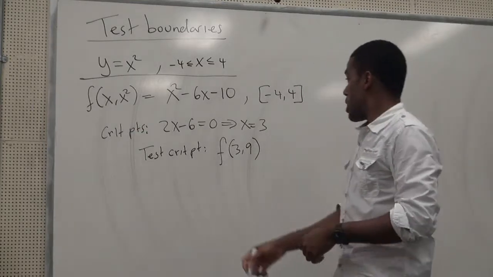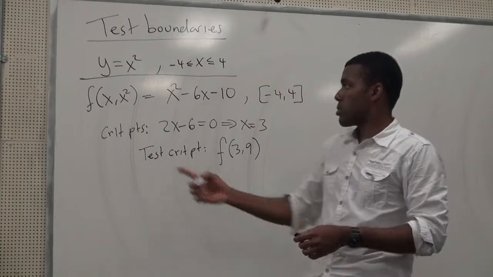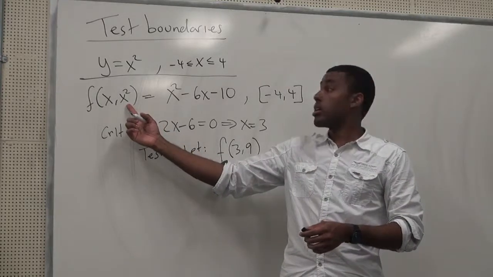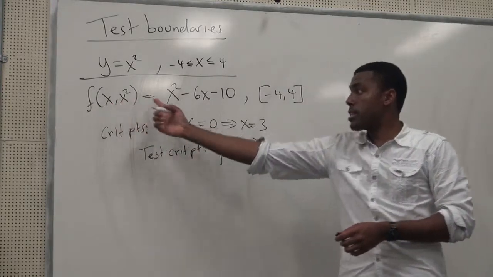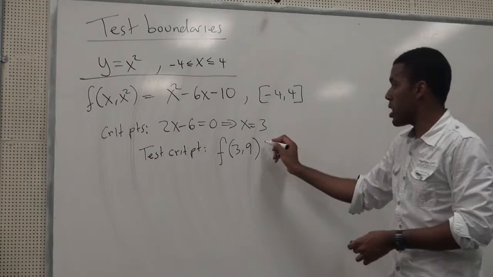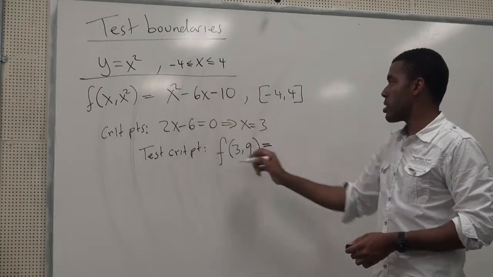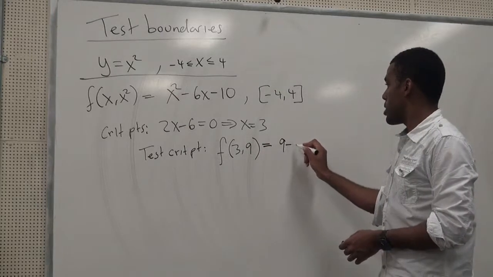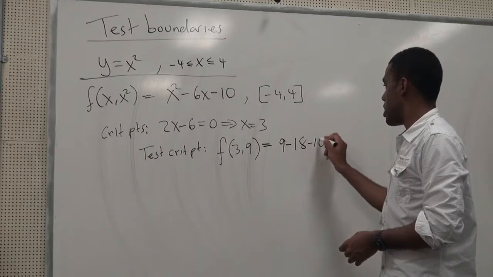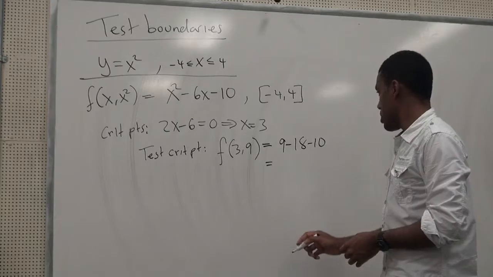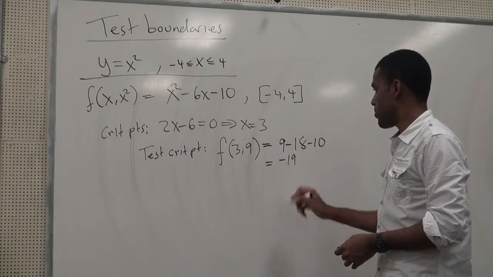Right? Why do you have 9? Because y is x squared. So whatever my x is, I have to square to get the y. So I have a 3 comma 9. So what I do is I go here and I plug in 3. That's going to be 9 minus 3 times 6, which is 18, minus 10. So that's what? Minus 19?